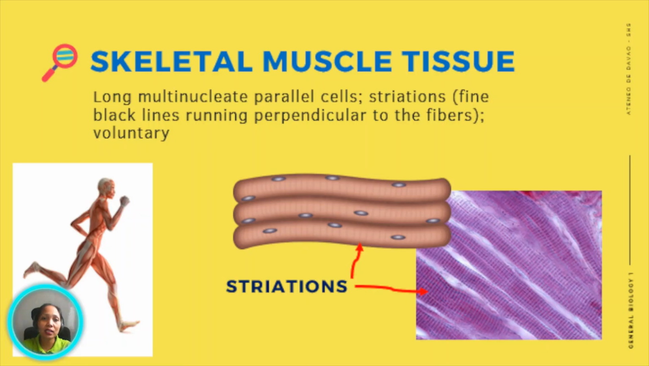First, we have the skeletal muscle tissue. These are long, multinucleated, parallel cells. Skeletal muscle tissue has very obvious striations. Striations are the fine dark lines running perpendicular to the fibers. Skeletal muscle tissue provides voluntary movements that people can consciously control.